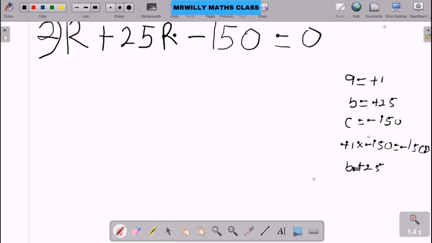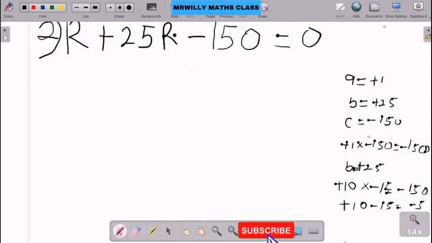Let's try plus 10 times minus 15. Plus 10 times minus 15 will give you what? Minus 150. But there's a problem. What's the problem? Plus 10, if you add it together with minus 15, will give you what? Minus 5. Can you see that? Even though we got minus 150, by the time you add plus 10 and minus 15, it's not going to give you 25. So, which other factors can we use?